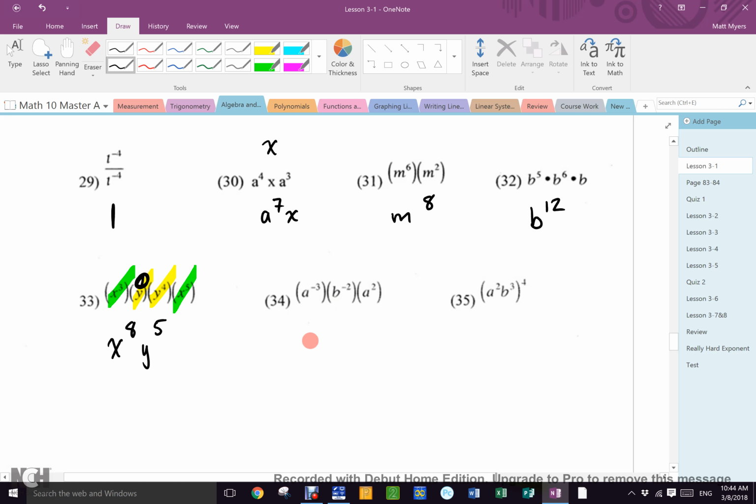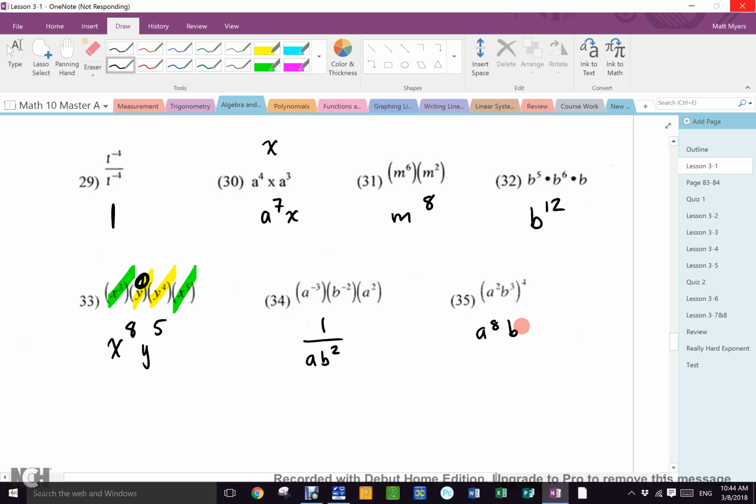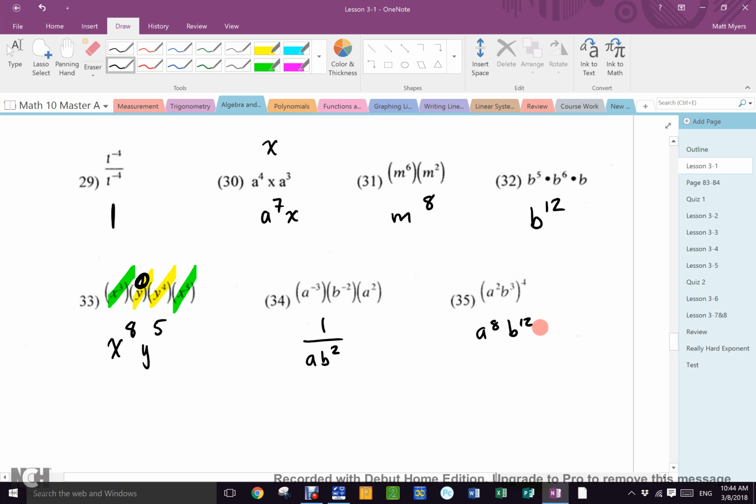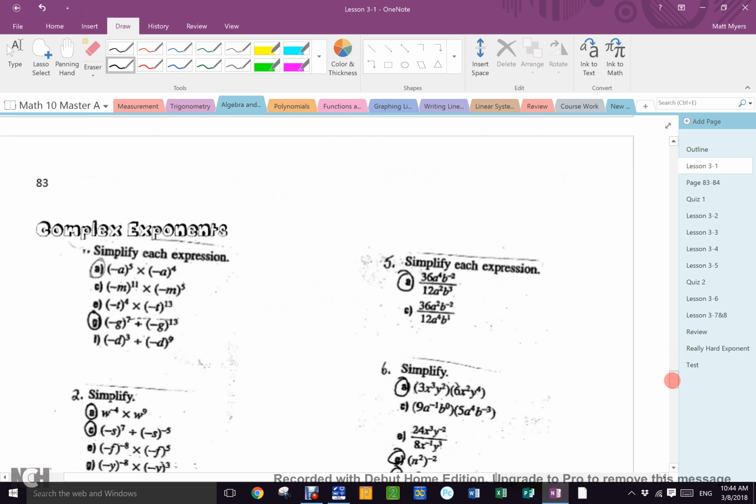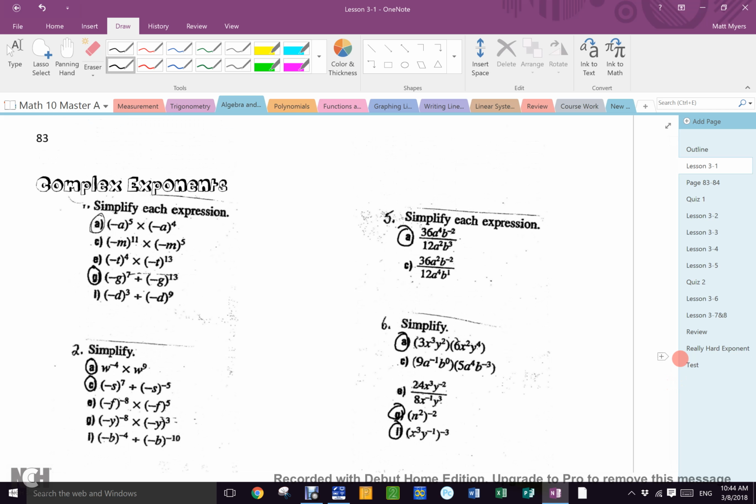34 is 1 over, no, sorry. Yeah, it is. 1 over AB squared. And 35 is A8B12. Is everybody good with the simple stuff? Yeah? Okay. You're going to get lots of practice, so it doesn't matter. Turn the page over, please.